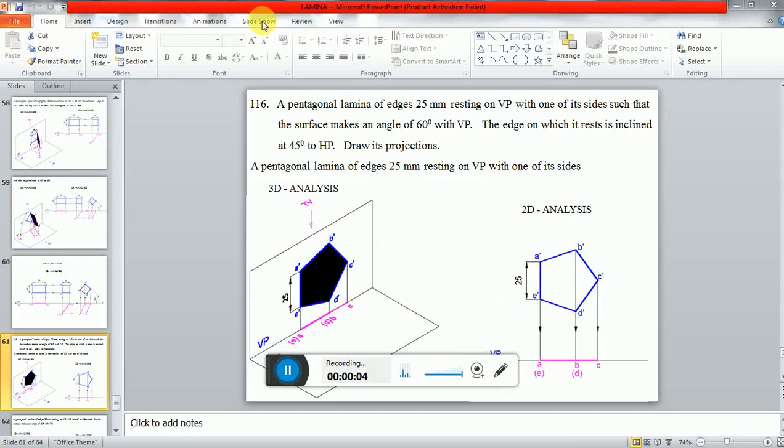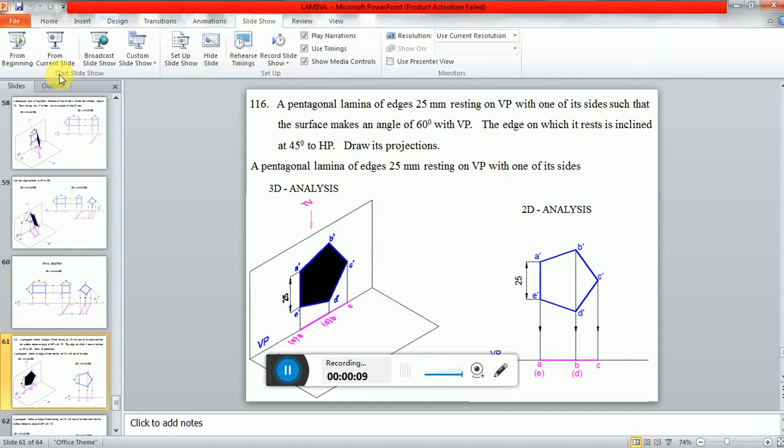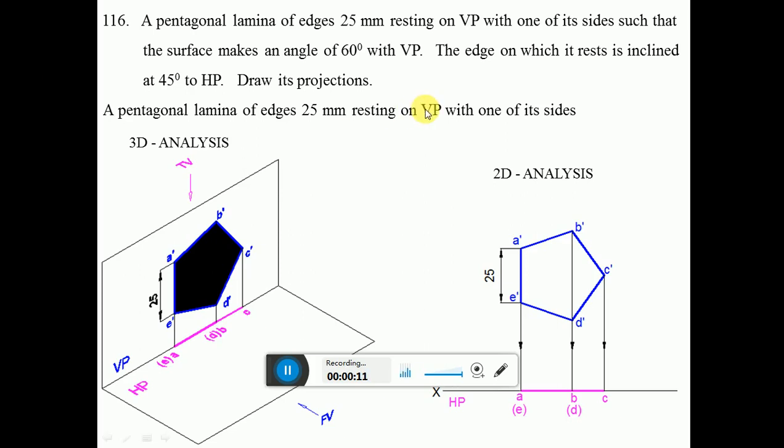Now we're going to take up one more problem. A pentagonal lamina of edges 25 mm is resting on VP with one of its sides such that the surface makes an angle of 60 degree with VP. The edge on which it rests is inclined at 45 degrees to HP. Draw its projections. So the first condition is a pentagonal lamina of edges 25 mm is resting on VP.